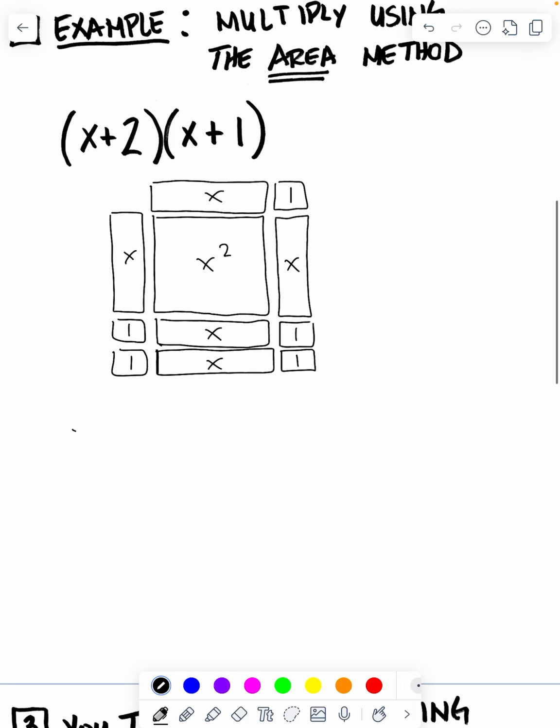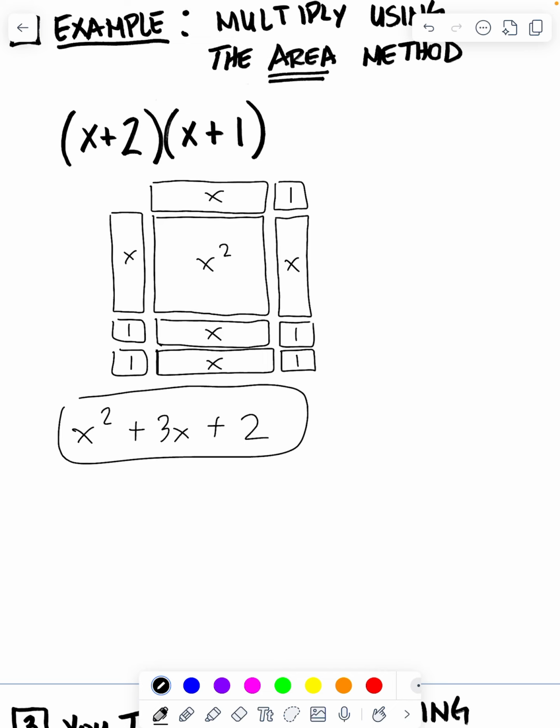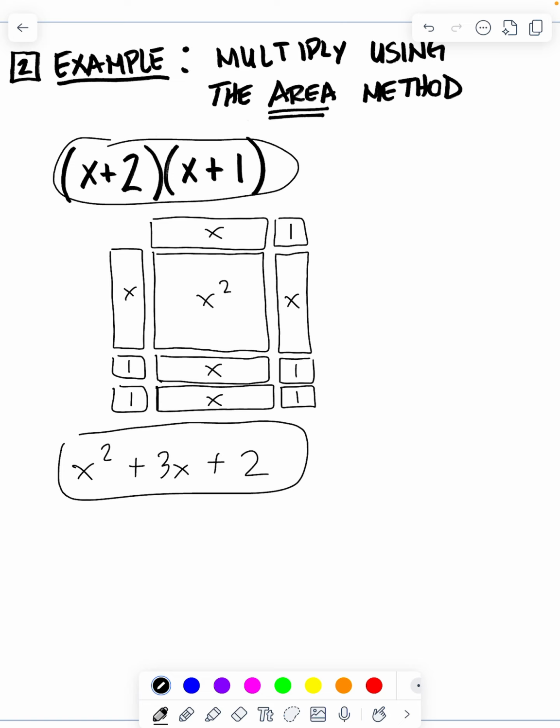Now let's add everything together. We have an x squared, we have 3 x's, and we have 2 1s. So we have x squared plus 3x plus 2. That's equal to x plus 2 times x plus 1.